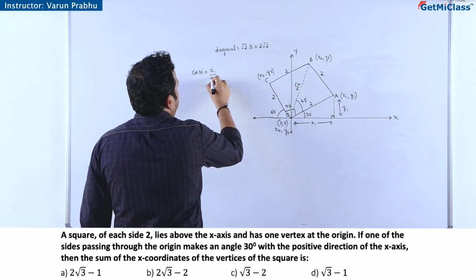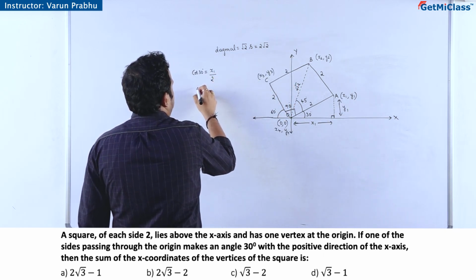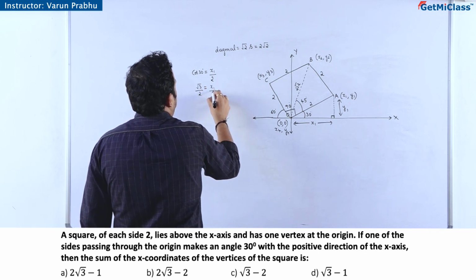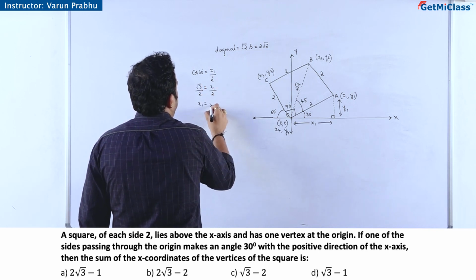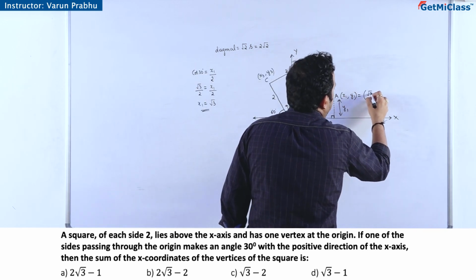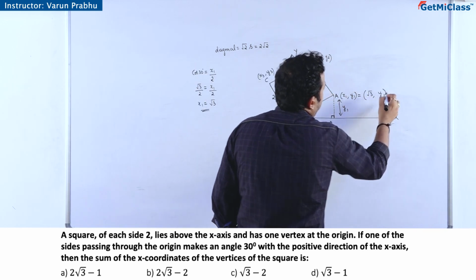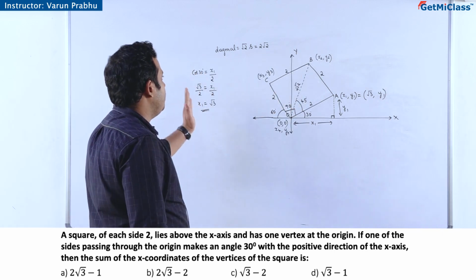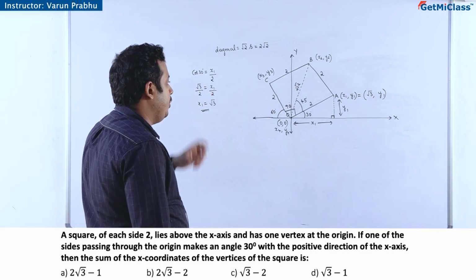Cos 30 is x1 divided by 2. Cos 30 is sin 60, root 3 divided by 2, equal to x1 divided by 2. So the value of x1 is root 3. I'm not bothered about the y1 part, I'm just bothered about this part, because the question is asking for the sum of x coordinates of the points.